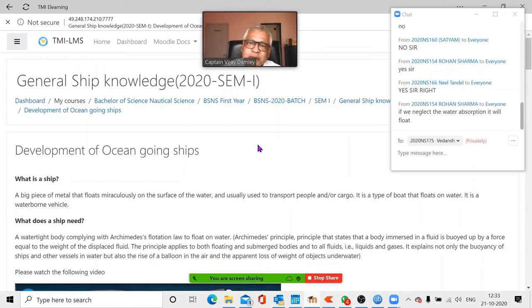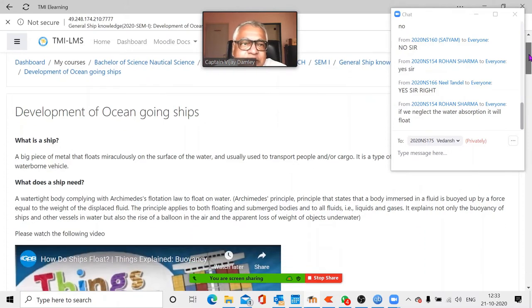It may have people, it may have cargo. So it's a type of boat that floats, a waterborne vehicle. That is a ship. Simple definition for us. We'll make it complicated afterwards.